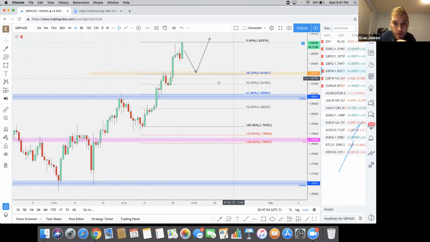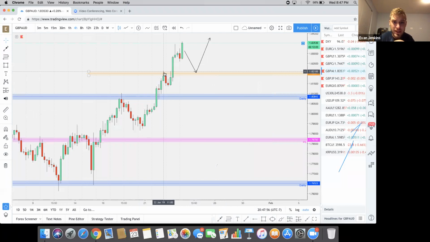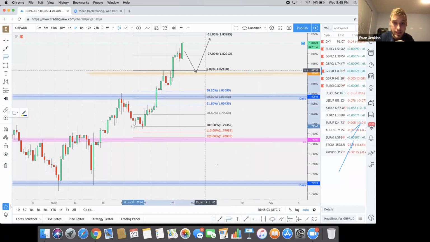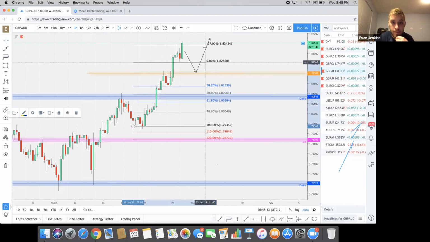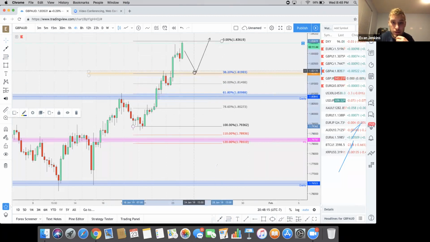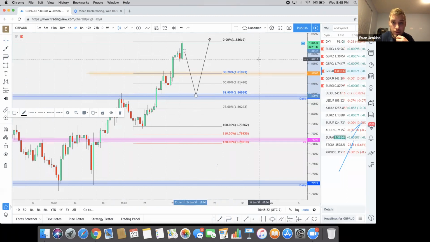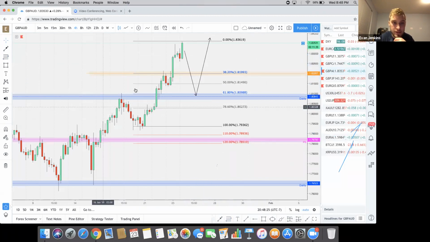GBP AUD, this pair is just going crazy right now. Made the ceiling right here. Same thing had happened with GBP CAD that I had just showed you guys. I didn't want to take this one just because this pullback was kind of in no man's land. It didn't come back to the ceiling. I still think price needs to come back to the ceiling. If it starts to reverse, I'd love to see price even come back to the 61.8 right there. I think price definitely has to come back to that zone.